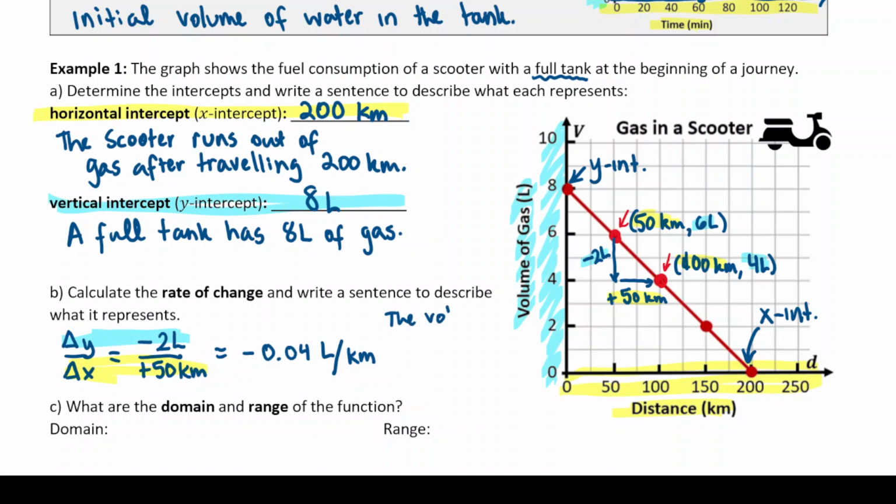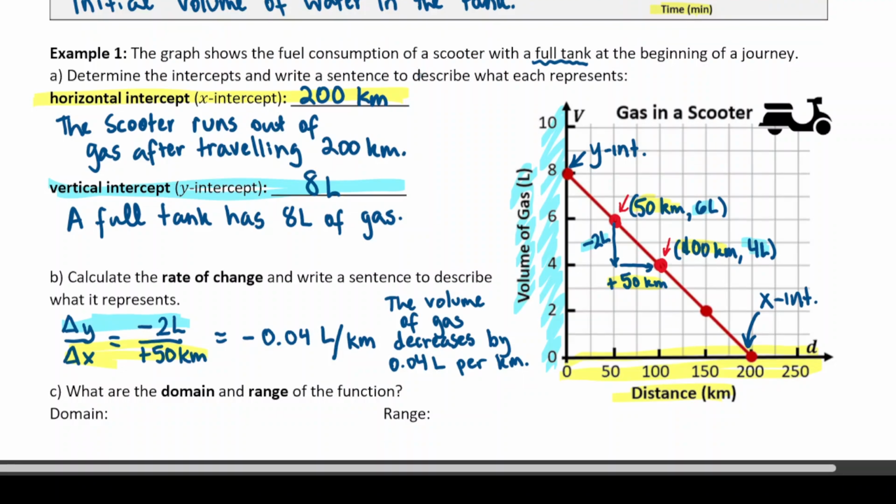The volume of gas decreases by 0.04 liters per kilometer traveled. Okay. All right, let's move on.